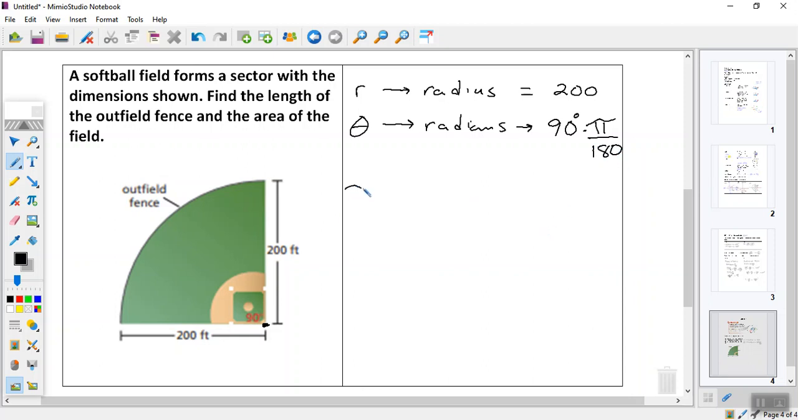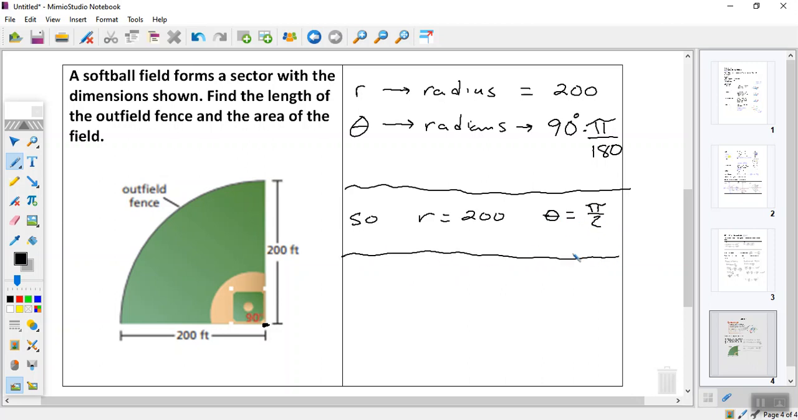Okay, so by this information right here, we know this. And so, in this information, R has to equal what value for radius? And theta is equal to, can I just call it pi over 2? Is that okay, kids? Okay, so first thing we're going to find, let's do the arc length.